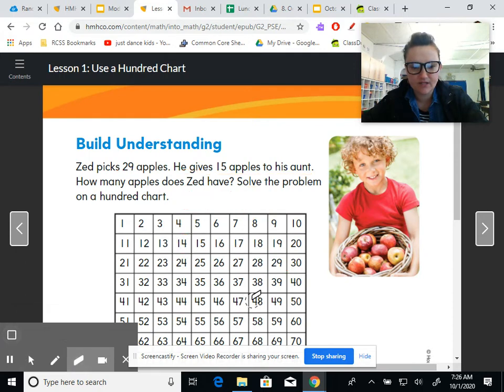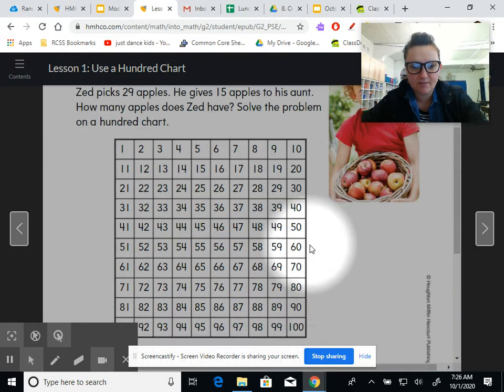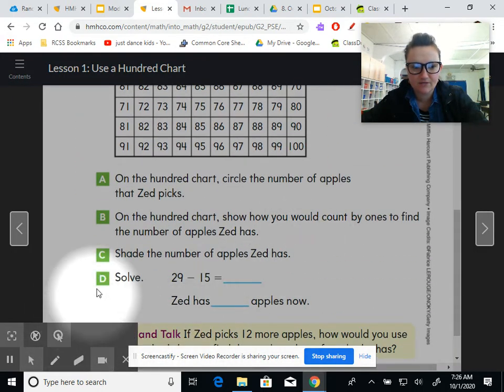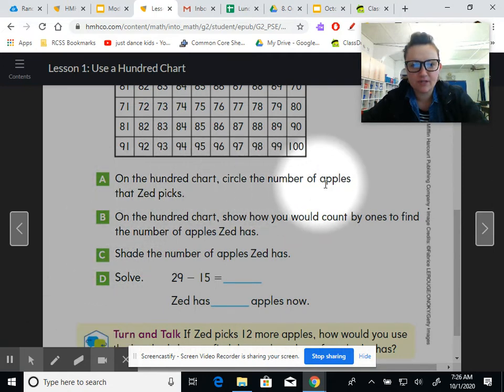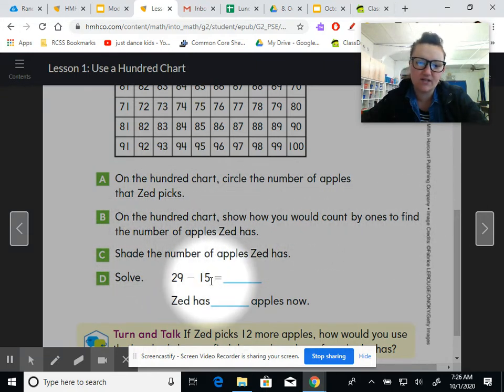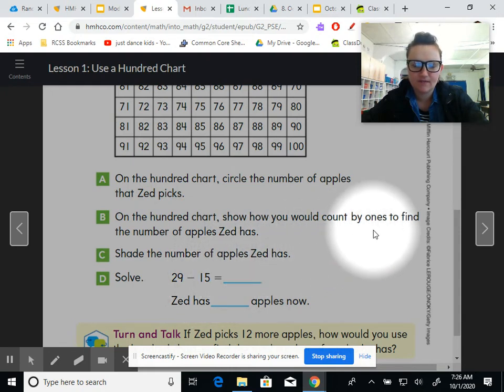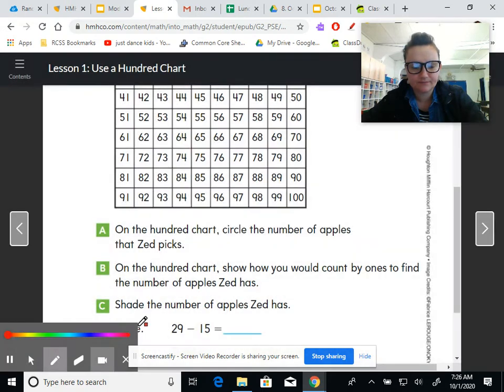Okay, let's move on to the next part. Down at the bottom, it's going to ask you some stuff. A, on the 100 chart, circle the number of apples that Zed picks. Well, duh, we already did that. B, on the 100 chart, show how you would count by ones to find the number of apples Zed has. Count by ones? Well, that's not very efficient. But anyway, I can show you how to count by ones.